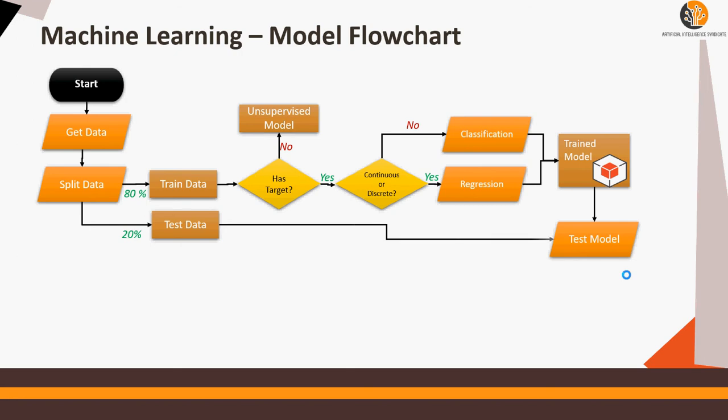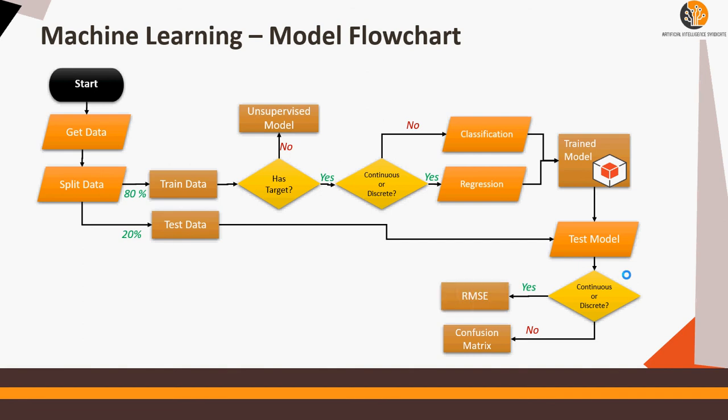And then again, you have to find out if it's continuous or not. To test the accuracy of the model, you're going to use a confusion matrix for discrete variables, and for continuous variables you are going to use root mean square error. There are multiple other things, but this is a very basic, very generic model flow.